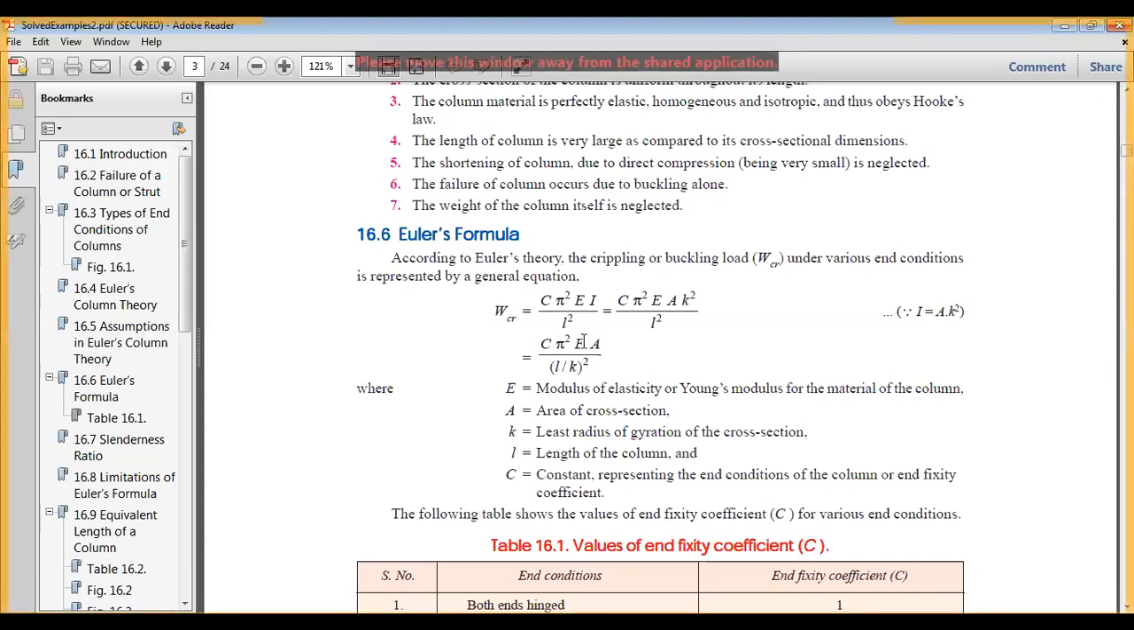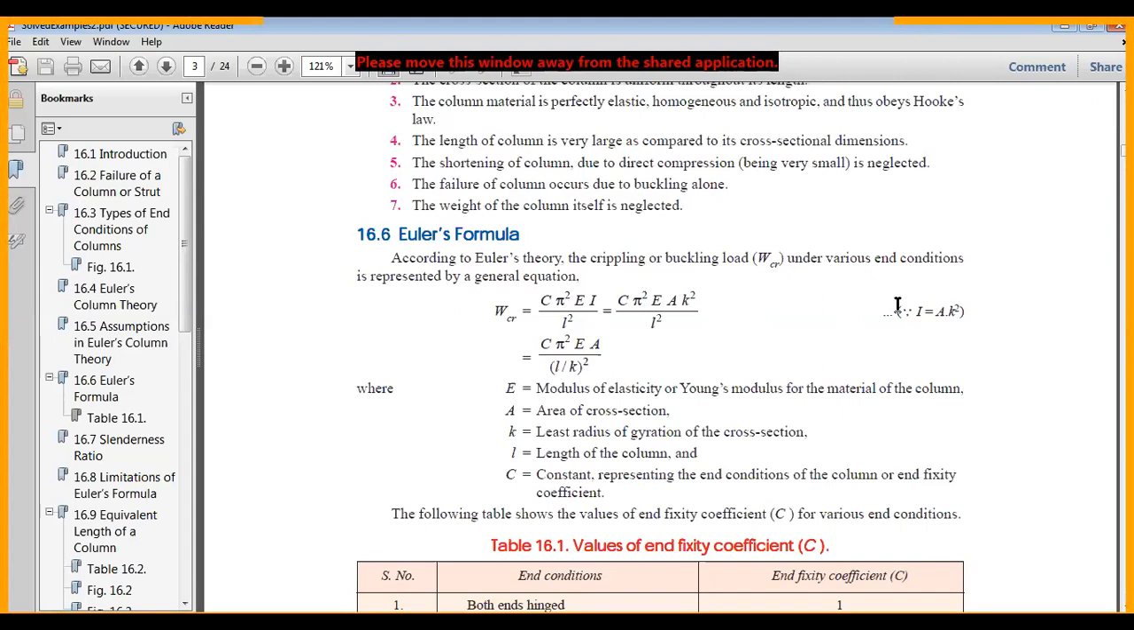So we know the notations. C is the constant, and this will depend upon what type of supports is given at the ends of the column. It is hinged or fixed at both ends, or one end fixed, one end free. So this will define the value of C. Pi we know. E is the modulus of elasticity or Young's modulus of elasticity, given for every material. Then I is given as the moment of inertia.